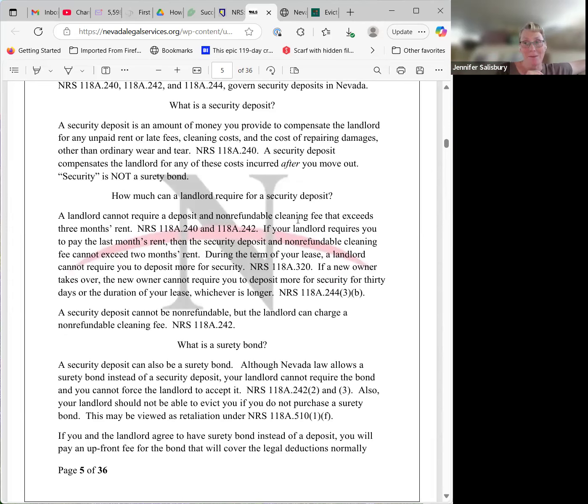If you and your landlord agree to have a security bond instead of a deposit, you will pay an upfront fee for the bond that will cover the legal deductions normally paid by the security deposit. And then it goes on from here.